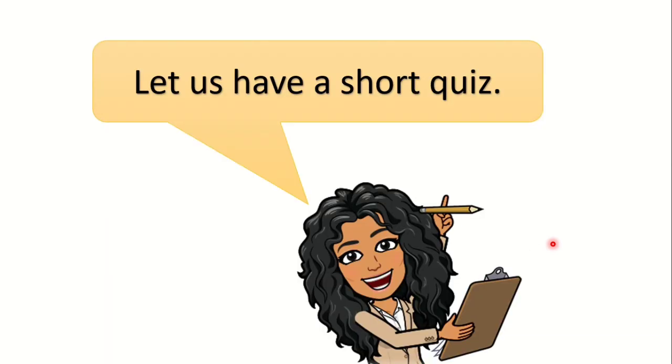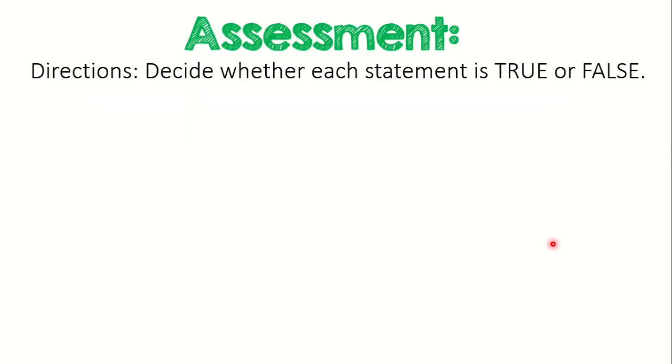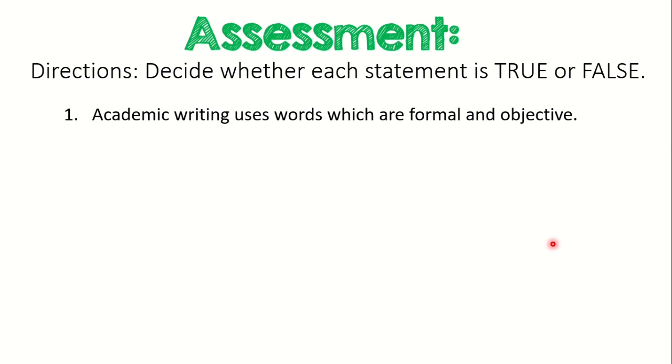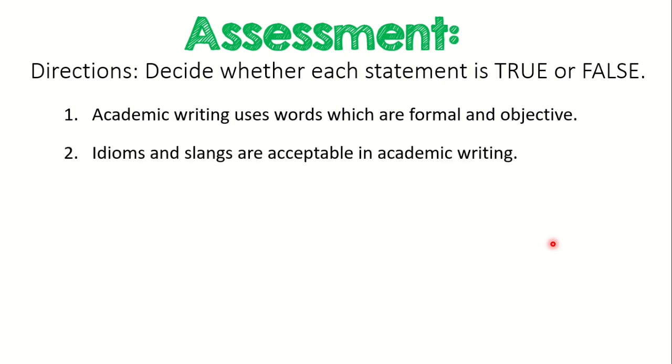Okay, now let us have a short quiz. I know you're ready. Decide whether each statement is true or false. Get your notebook and just write your answers. For number 1, academic writing uses words which are formal and objective. Is it true or false? Write down your answer. Number 2, idioms and slangs are acceptable in academic writing. Is it true or false? Write down your answer.